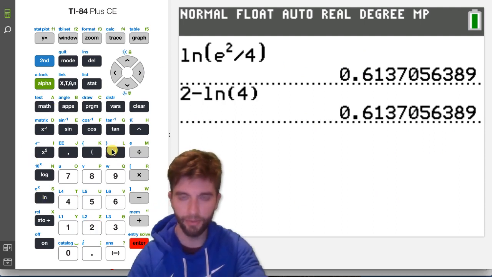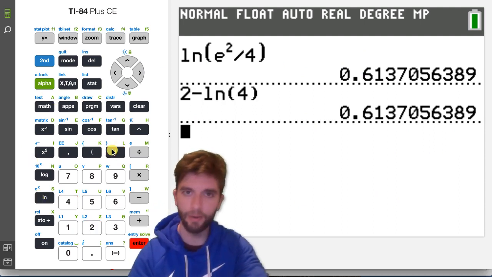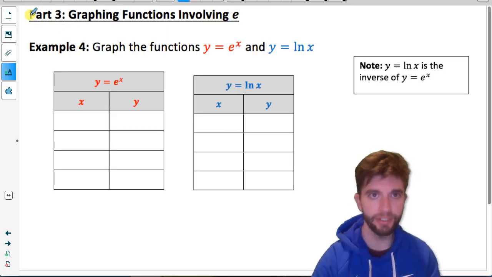I get the same answer. They're equivalent to each other. So it wouldn't matter which of those we did. Either is fine. Alright, part 3, we're going to graph e to the x and ln x.